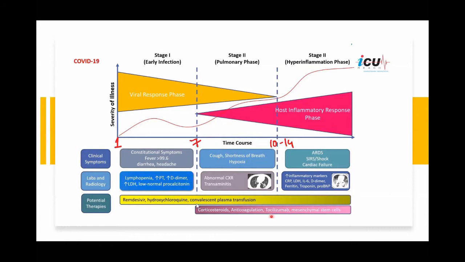And what were our antivirals? Favipiravir, remdesivir, hydroxychloroquine, and even convalescent plasma is an antiviral therapy. Here comes the role of corticosteroids. Here comes the role of tocilizumab, which is the IL-6 inhibitor. And here comes the role of anticoagulation, because this hyperinflammatory response is mainly because of two reasons. One is inflammatory response and the other one is thrombosis.